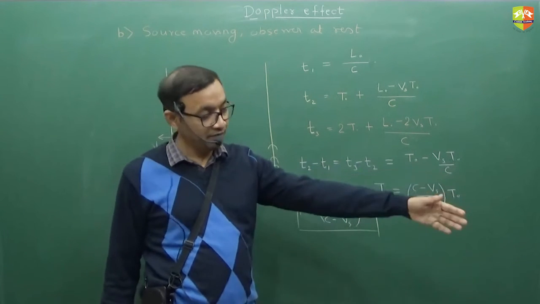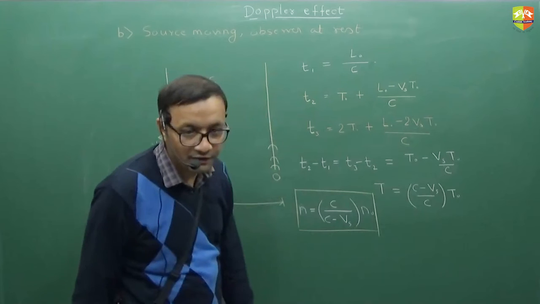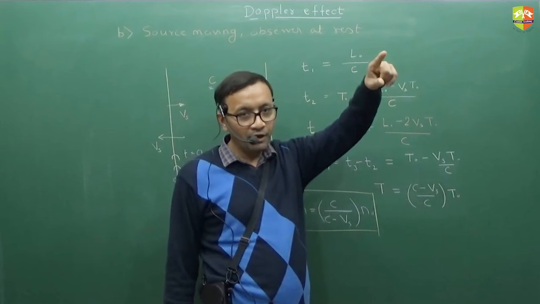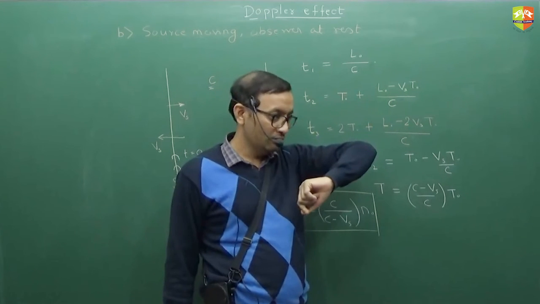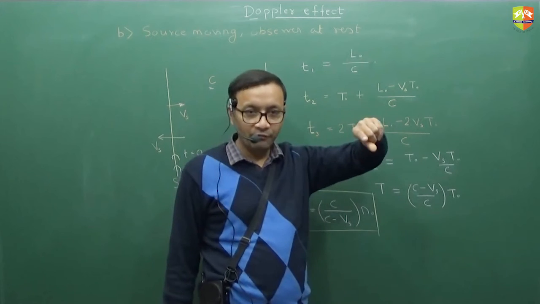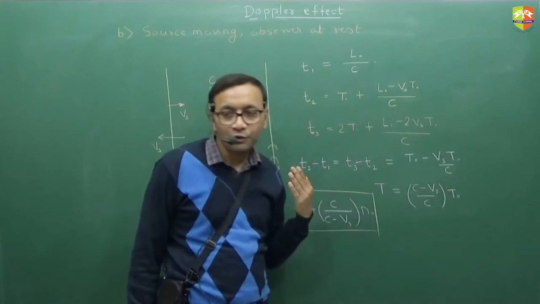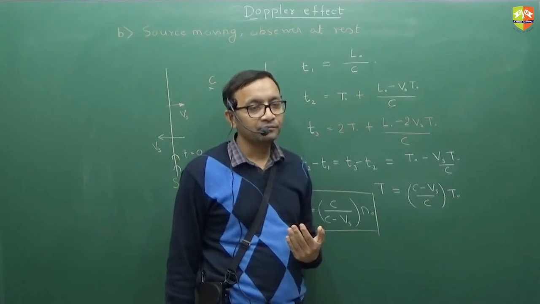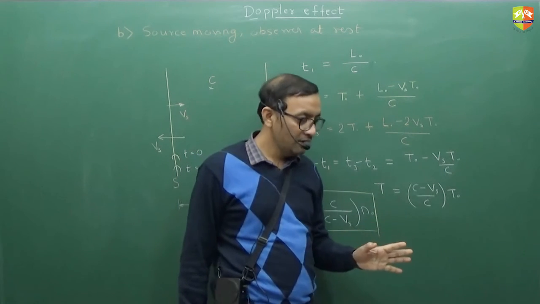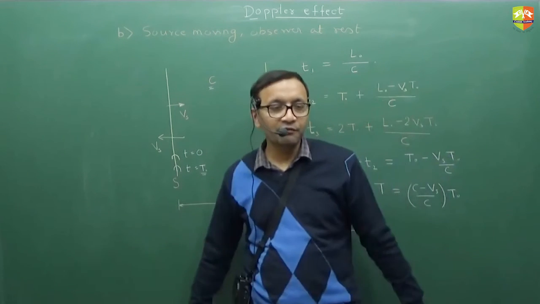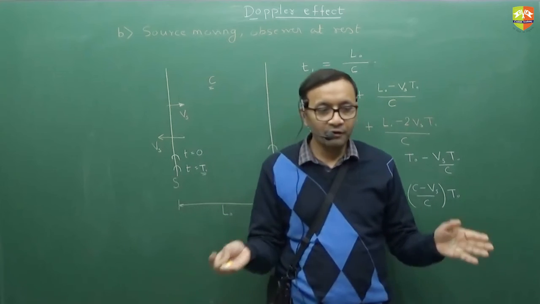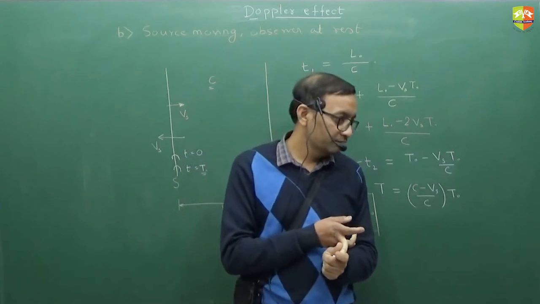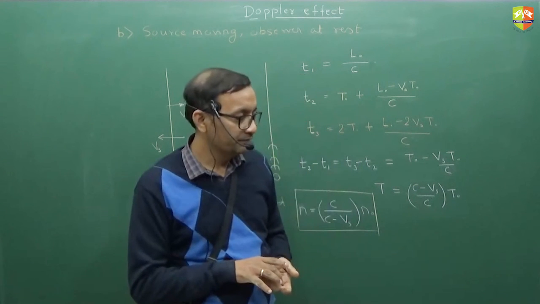Now look at the earlier equation. When the observer was moving, the source was at rest. The observer was going away, so it was C minus VO in the numerator. So the frequency is going down. If the observer comes close to the source, it would have been C plus V naught by C. Getting it? It's very simple: if they approach each other, frequency will rise. If they go away from each other, frequency will go down. Velocity of source will come in the denominator. Velocity of observer will come in the numerator. If you remember this, it will be done.